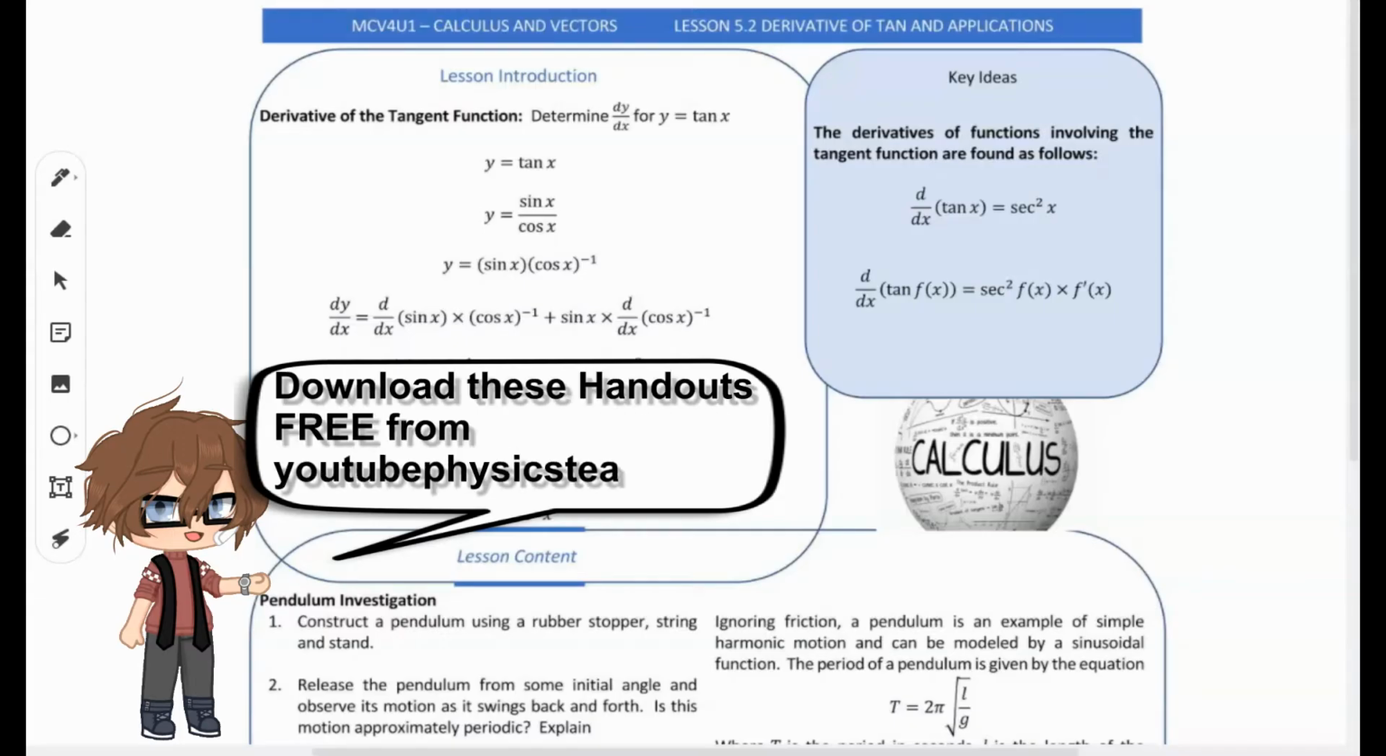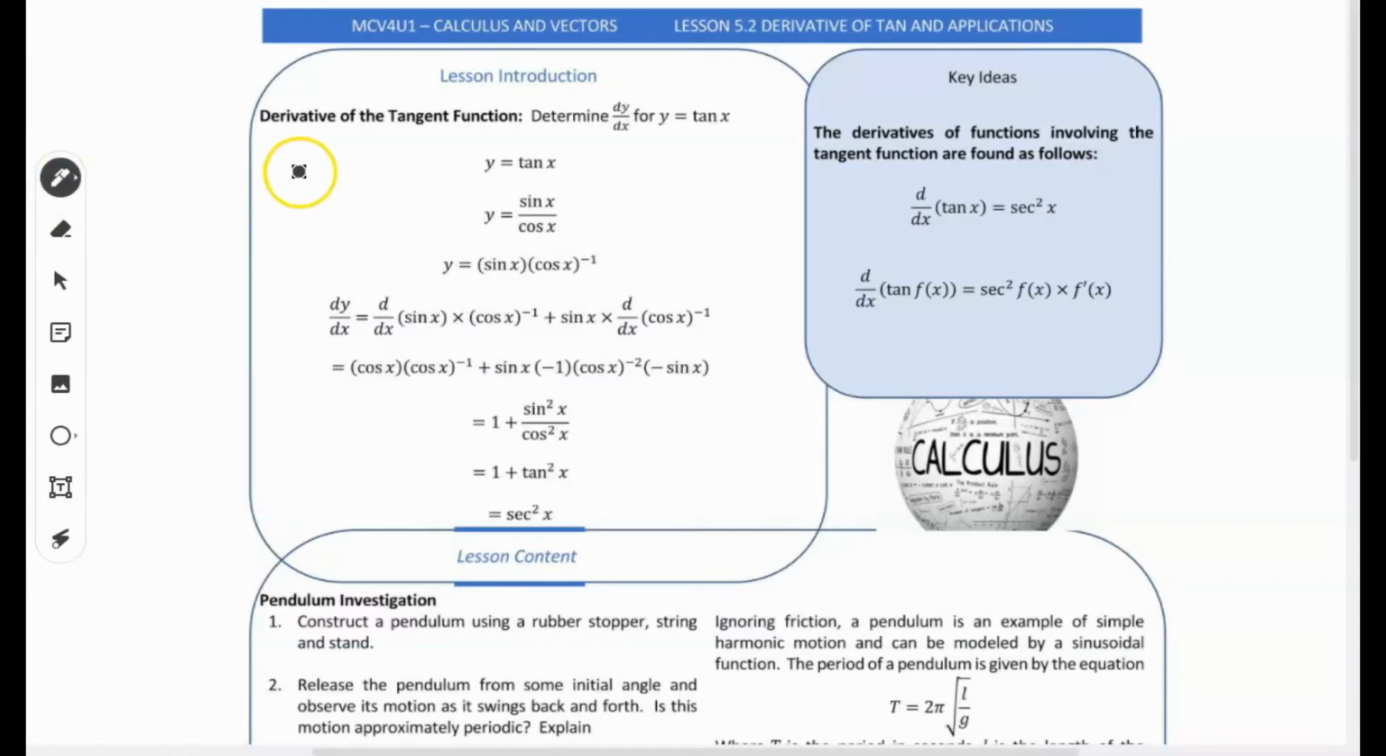So today's lesson, we are going to look at the derivative of a tangent function, and then we're going to look at some applications of using these trig functions in the real world. So to start with the tangent function, we're going to do with what we know, sine and cosine. So we know tan is sine divided by cosine. There's going to be a lot of trig identities in this derivation, so I hope you like trig identities.